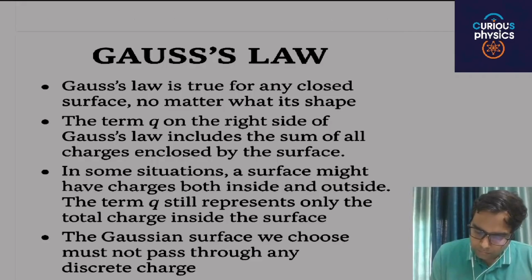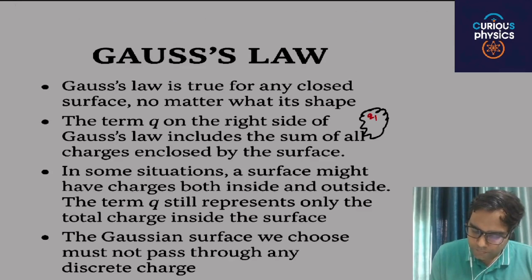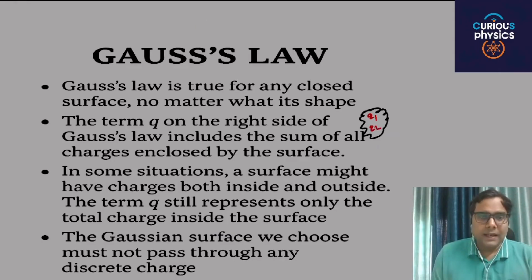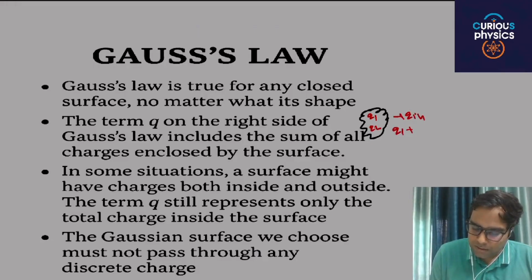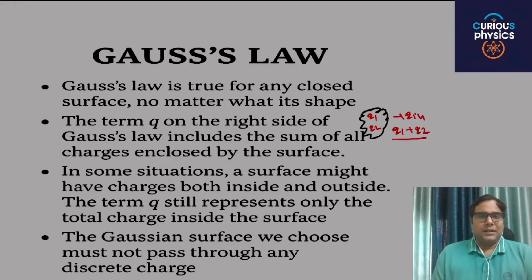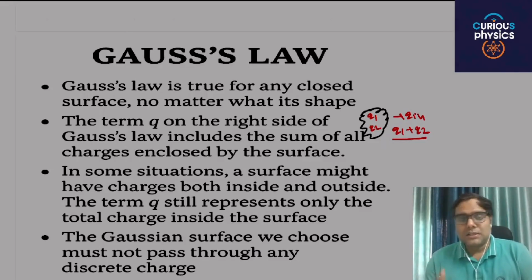For example, this is a closed surface, and it has charges Q1, Q2. Then Q in, if you want to write here, Q in will be Q1 plus Q2. The charge on the right hand side will be the charge enclosed by the surface.